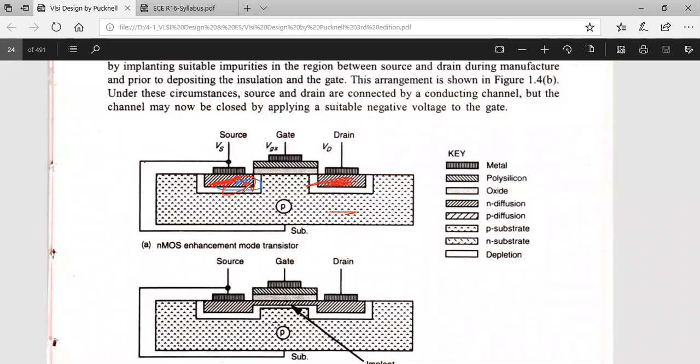Diffusion means injecting one type of material into another type of material, that is called diffusion. Just like an injection, that means we are diffusing some chemical into our body, right? So this thing can be done in different varieties.